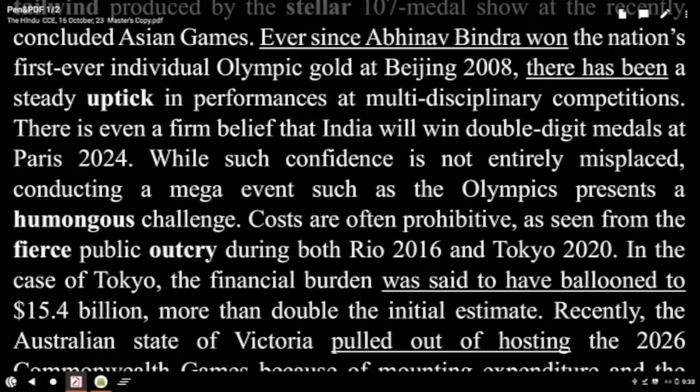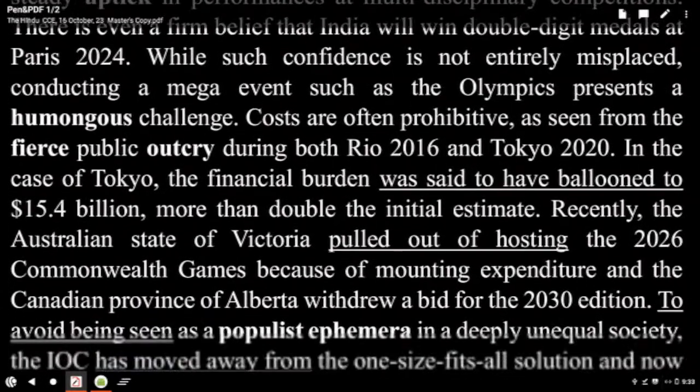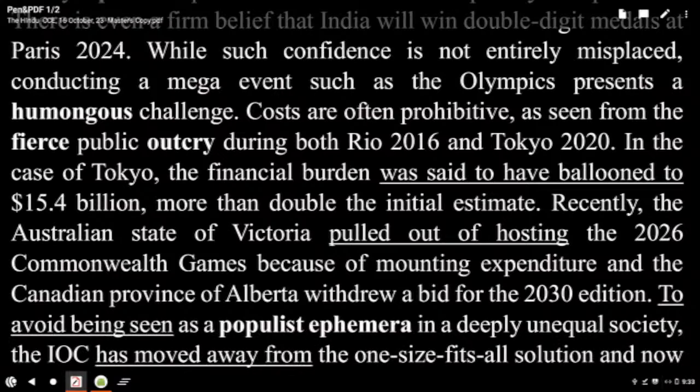So this sentence also, there is even a firm belief that India will win double-digit medals at Paris 2024. Good if it happens. While such confidence is not entirely misplaced, it is not confidence without any proof or any scientific validity. Because we did extremely well in Asian Games, we crossed 100 medals, it can be justified. It is not misplaced, means it can be justified. It says, while such confidence is not entirely misplaced, conducting a mega event such as the Olympics presents humongous challenge, huge challenge. It is not an easy task.